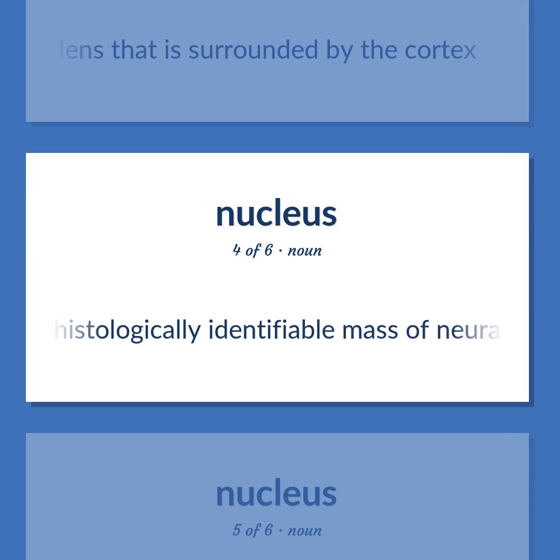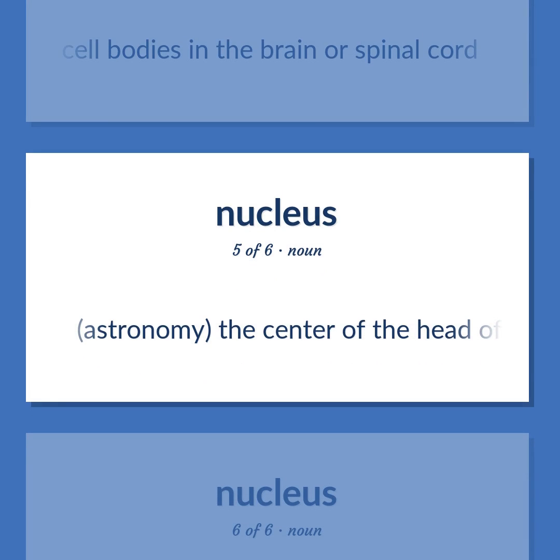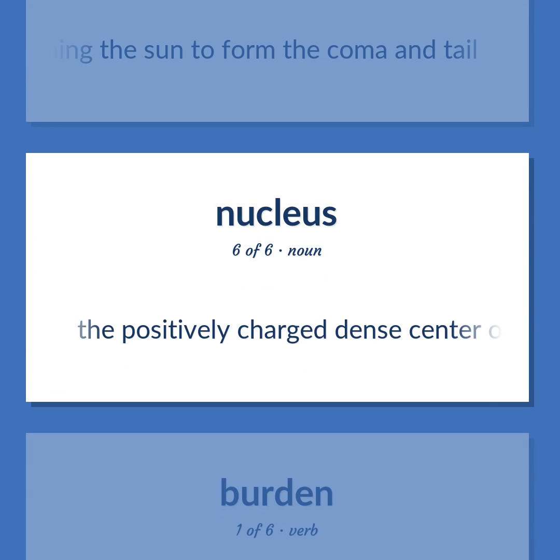Any histologically identifiable mass of neural cell bodies in the brain or spinal cord. Astronomy. The center of the head of a comet consists of small solid particles of ice and frozen gas that vaporizes on approaching the sun to form the coma and tail. The positively charged dense center of an atom.